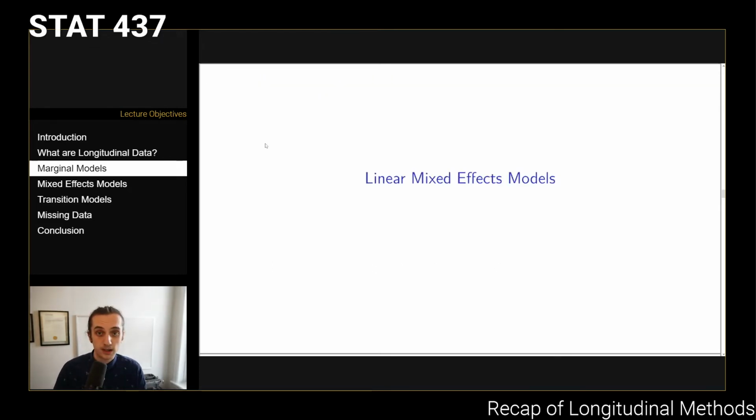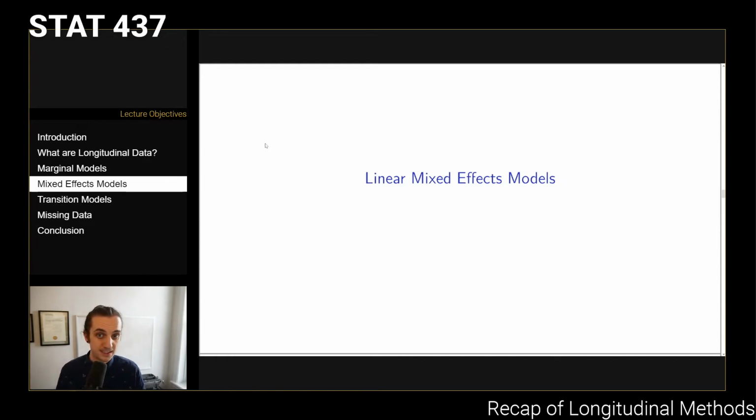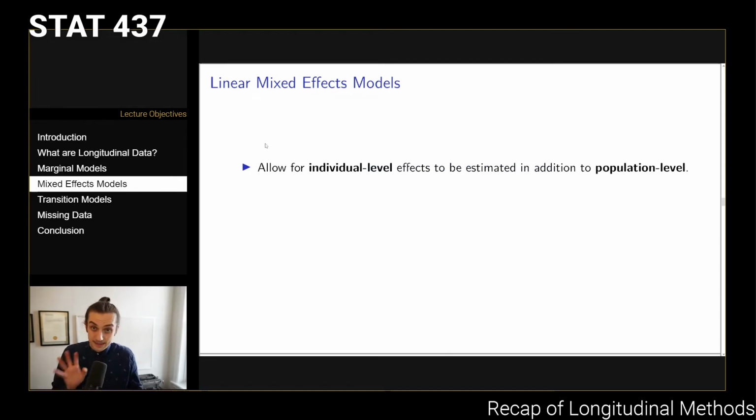So after we talked about marginal models, we talked about mixed effects models, right? And so the idea was to take the limitations from a marginal model and transform them to linear mixed effects models. So the key limitation is that a marginal model can't estimate individual level effects. And so in the linear mixed effects models, we try to find a way to estimate both the individual effects and the population level effects.